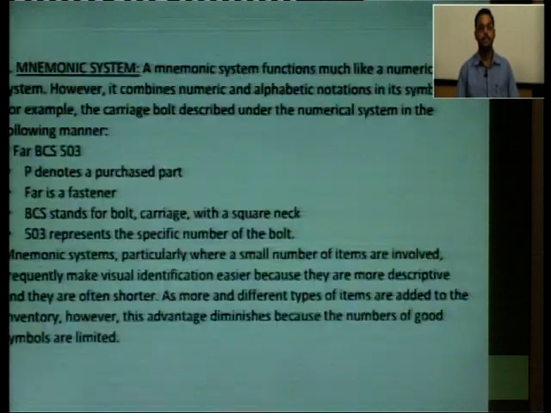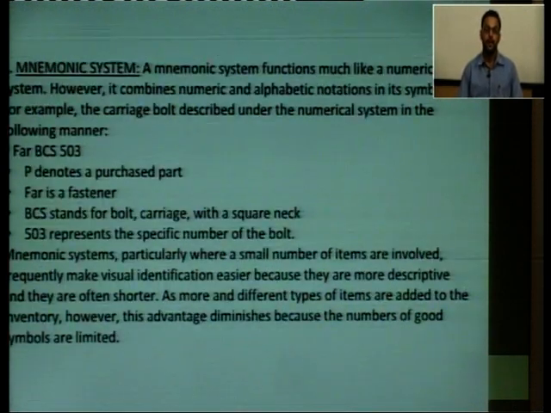Let us move to the third system, the mnemonic system. A mnemonic system functions much like a numerical system. However, it combines numerals and alphabetic notations in its symbol. For example, a carriage bolt is described under the mnemonic system in the following manner.